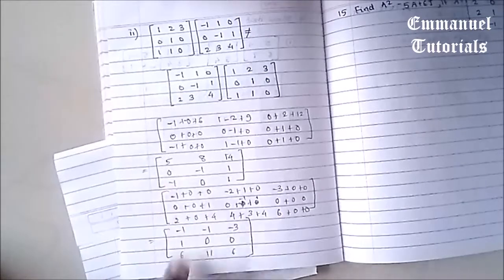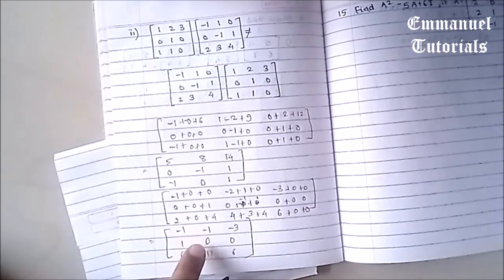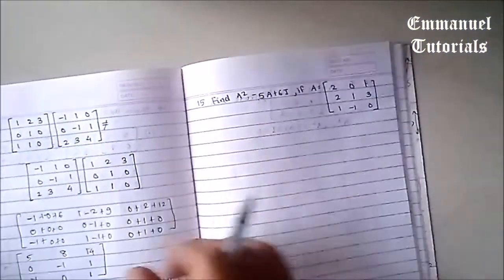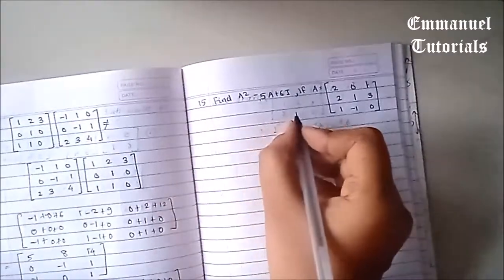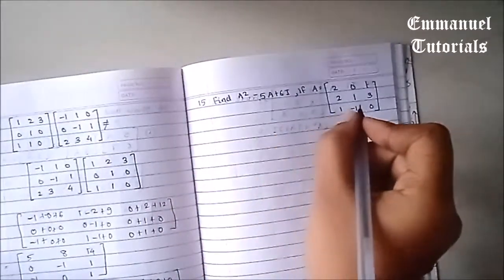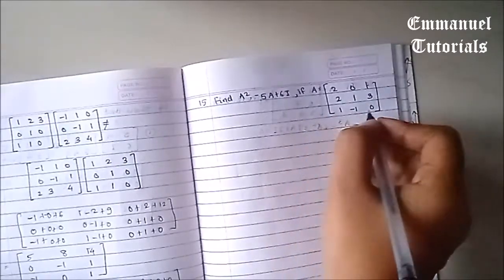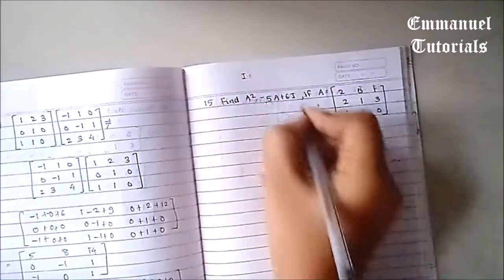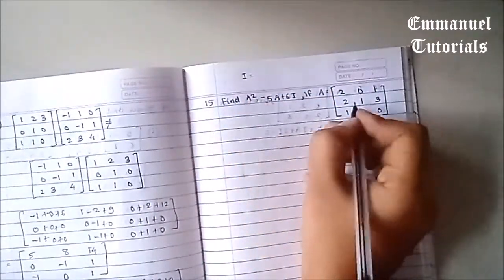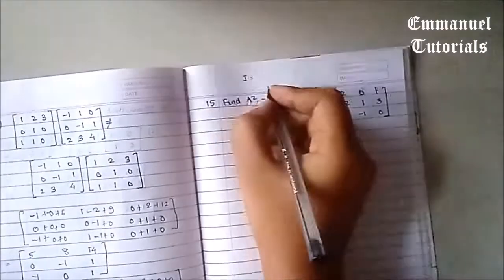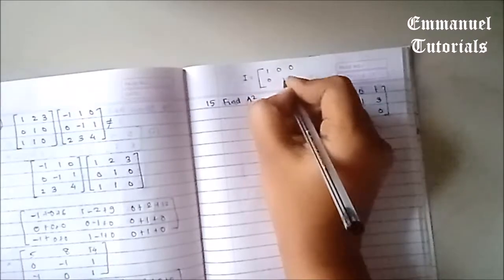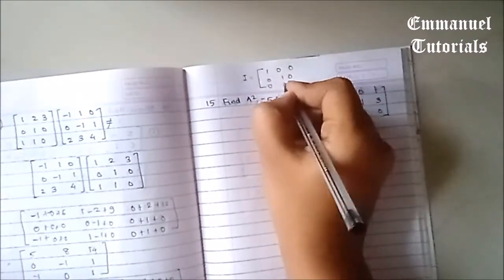Now when we compare, again we prove that A into B is not equal to B into A. Right? Now let's go to the next question. Find A square minus 5A plus 6I if A is equal to 2, 0, 1, 2, 1, 3, 1, minus 1, 0. Now I is the identity matrix and you have to choose I depending on the order of the matrix which is given. So here it's a 3 cross 3. So our identity matrix will be again 3 cross 3. So it will be 0, 1, 0, 0, 0, 1.